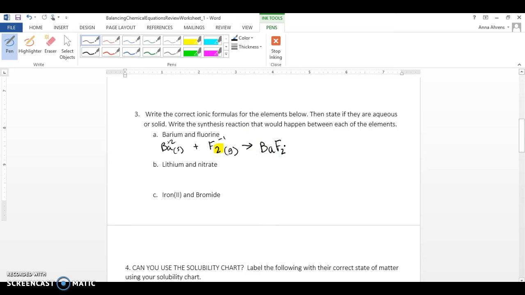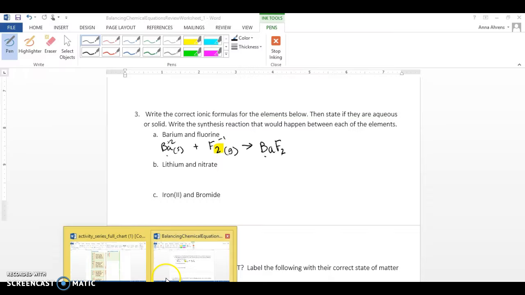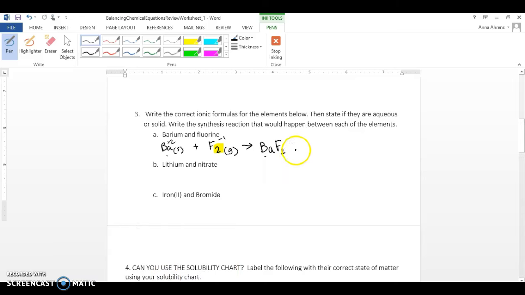BaF2. So if we look at trying to balance this, we have 1 barium, 2 fluorines, 2 fluorines. So everything is balanced. And then let's go ahead and look at those solubility rules and determine if it's soluble or not. This one's going to go with rule number 3 here, and it says most chlorides are soluble except for those of silver, mercury, and lead. Okay, I know fluorine is not chlorine, but remember, if it's in the same group, it's going to react similar to it. So we know that that is going to be aqueous.